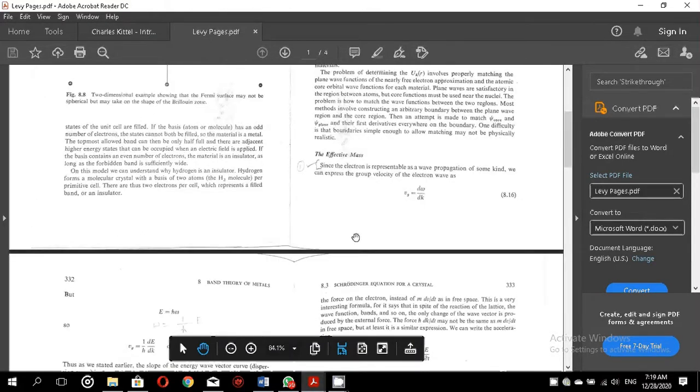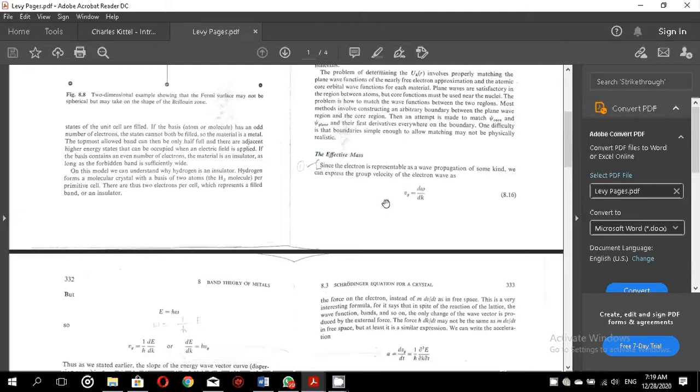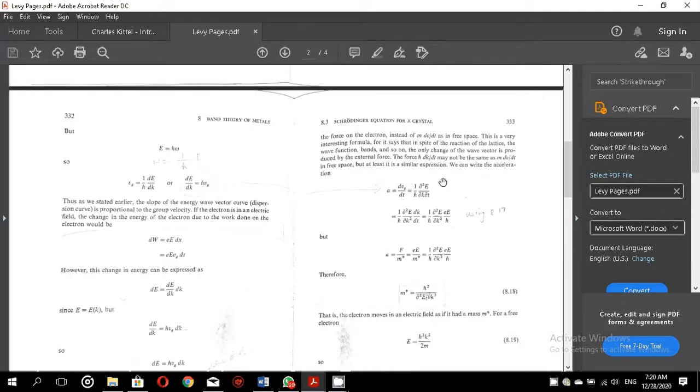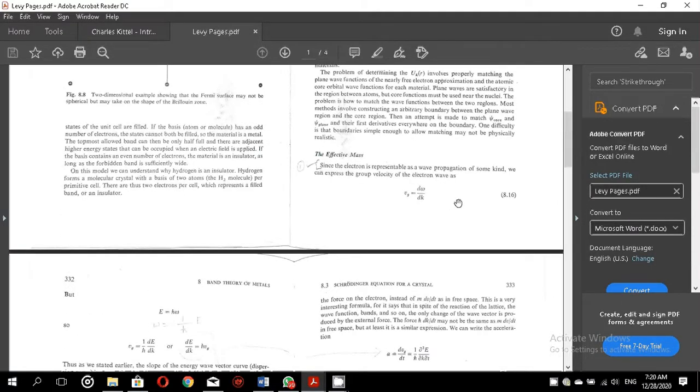Okay, here you can take up this topic, the effective mass, and you can go through and see that, let me... okay, this is a bit small, but I want to focus it to a larger size. Anyway, so this is the group velocity, the expression for the group velocity, equation 8.16.